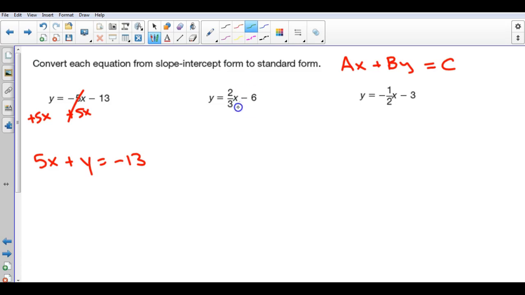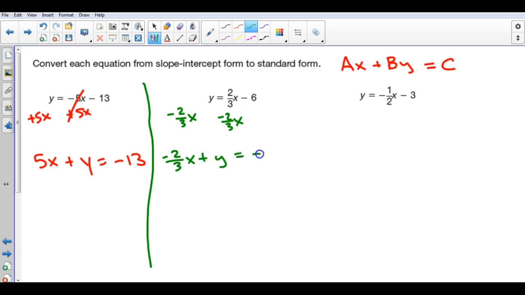For the next one, what I'm going to have to do first is get my x and y on the same side. I'm going to need to bring over this positive 2 over 3x by subtracting 2 over 3x on both sides. So on your left side, I have negative 2/3 x plus y equals negative 6. Now, I have a fraction for my x. I don't like a fraction.